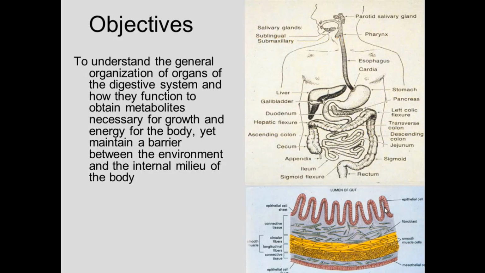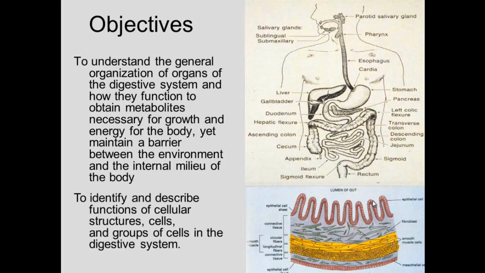So we'll be talking about some defense mechanisms that the digestive tract has. We also want to identify and describe functions of cells, cellular structures, and groups of cells in the digestive system. Here we can see the digestive system start out with the oral cavity, esophagus, the stomach, and we'll come down through the small intestines, the large intestines, and a little bit about the appendix. Next lecture, we will talk about the salivary glands, the liver, and the pancreas.